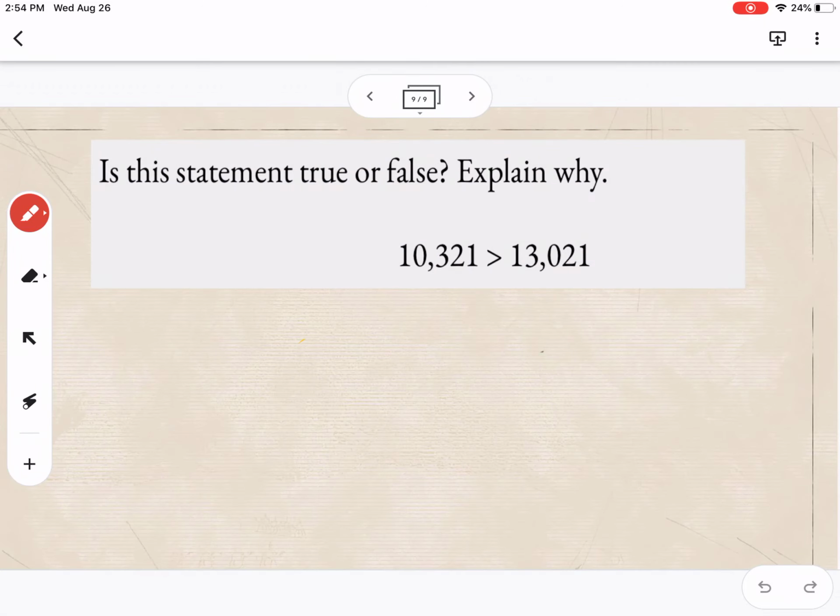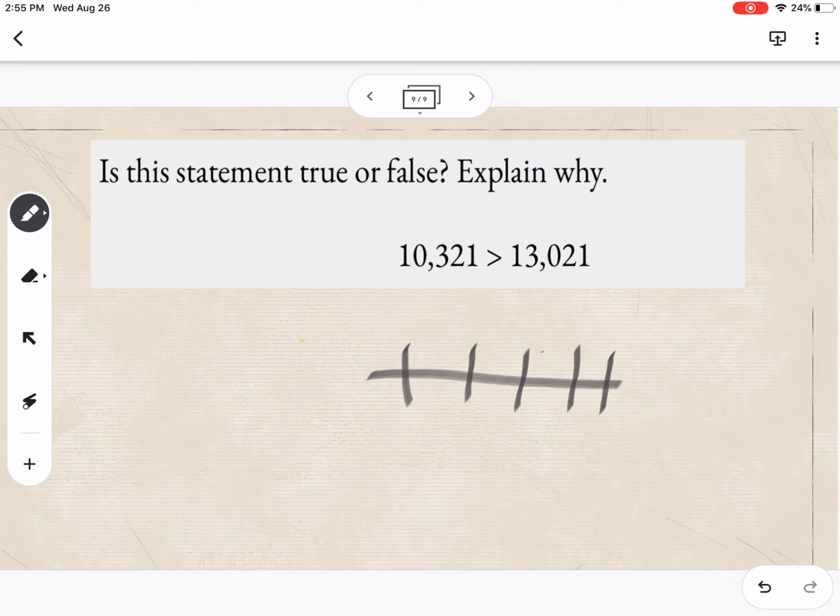It's your turn now to explain if this is true or false. The statement reads 10,321 is greater than 13,021. Go ahead and make your grid and solve the problem. Your teacher will pause the video now.